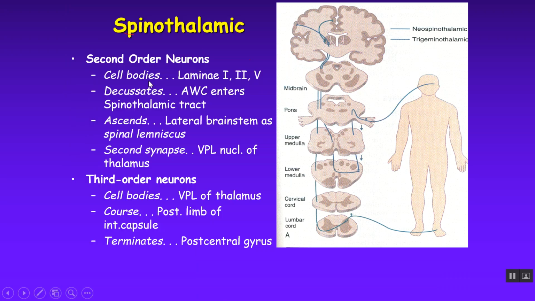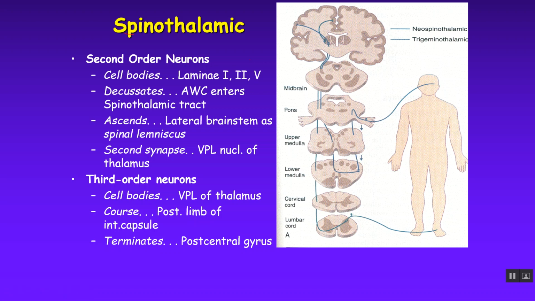So then the second order neurons are in lamina 1, 2, and 5, the substantia gelatinosa. They cross the anterior white commissure. That's the decussation, or the crossing point. They ascend, and once they ascend, they start out as the spinothalamic tract in the spinal cord. So here it is going up the spinothalamic tract. But once you get into the brainstem, it changes names, and it's called the spinal lemniscus.